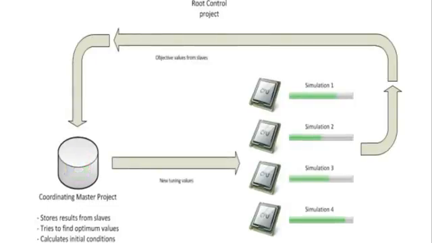The slaves are simulated again, forming a closed-loop simulation. Multiple CPU cores are utilized to quickly simulate many scenarios. This process continues until optimum tuning is achieved.